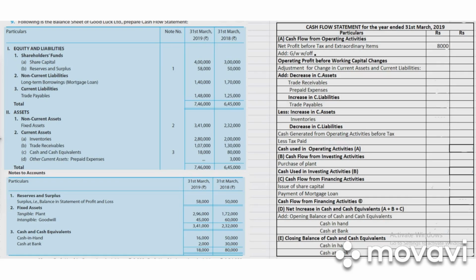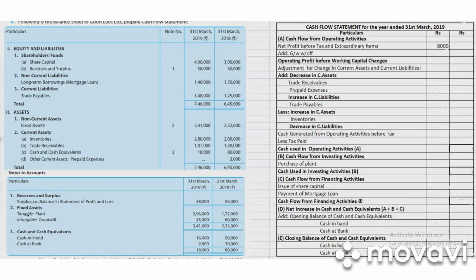Similarly, there will be other non-operating items like debenture interest, like loan interest, etc. There can be non-operating expenses, there can be non-operating income also. So in this particular question, no such items are there. Even depreciation is not there, but there is one particular item, that is goodwill written off.